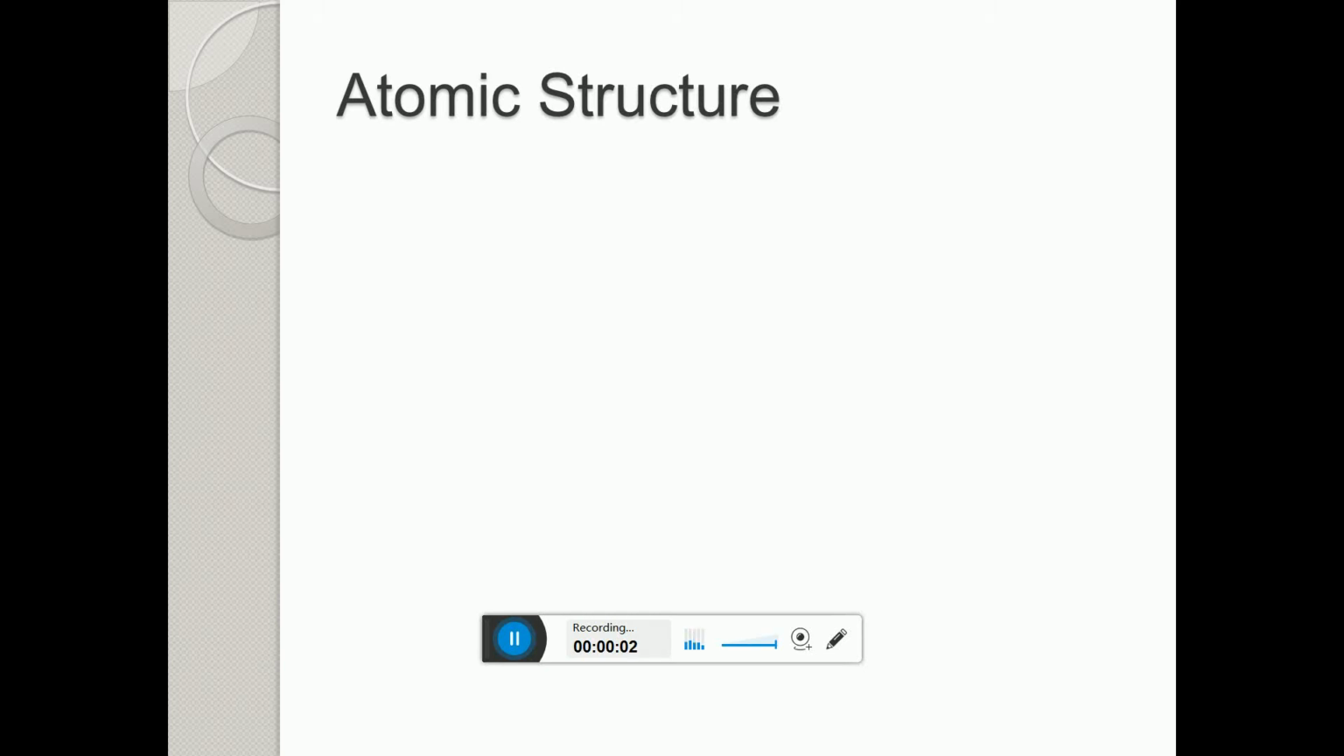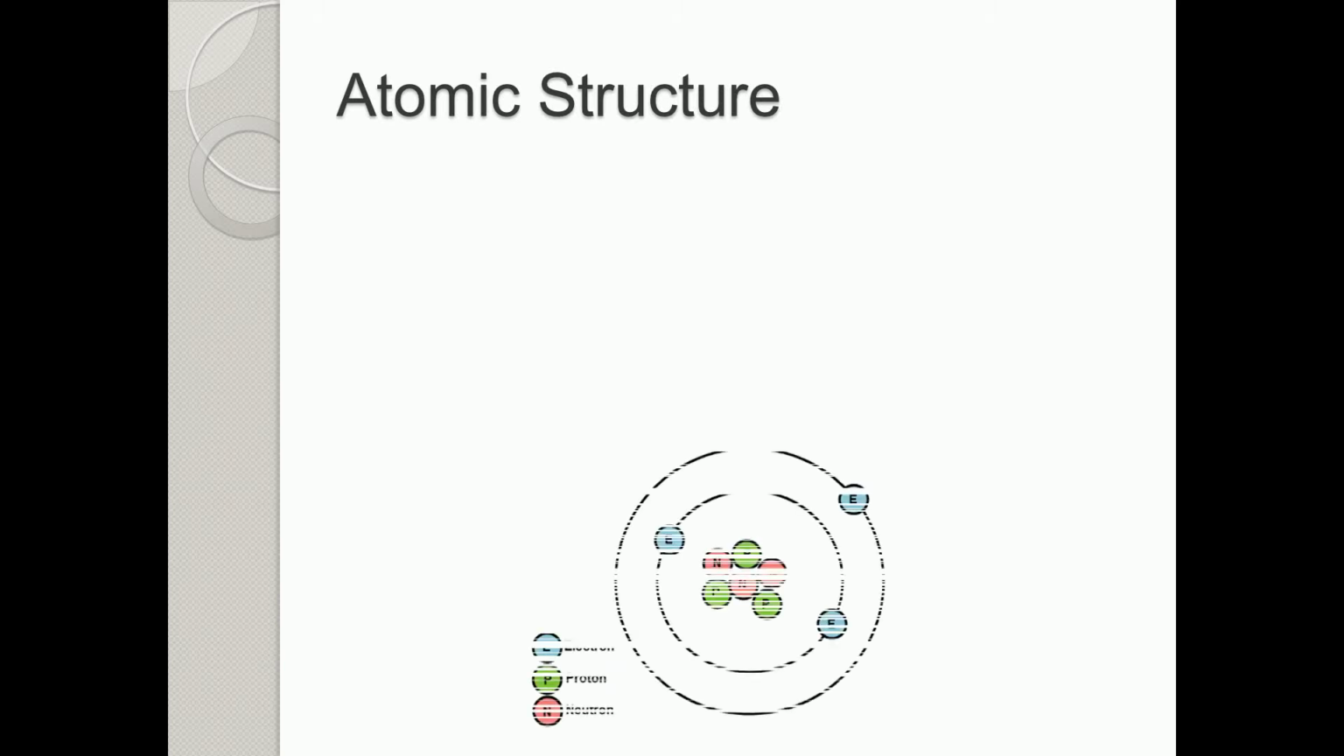Now we will talk about the fundamental atomic structure. This is the atomic structure that you can see out here. We have some electrons, protons, neutrons. These pink colored circles are called the neutrons. The green colored circles are protons, and these blue colored circles are shown as electrons.